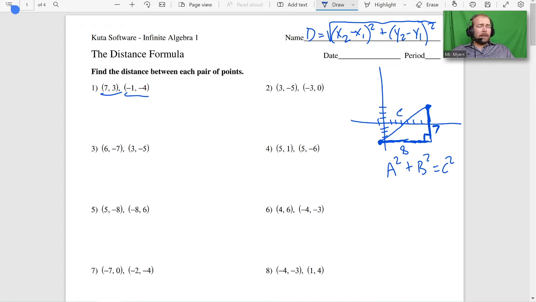Pythagorean Theorem, would you agree that it's not as difficult of a formula to remember as the distance formula? If you disagree, let me know. If you agree, let me know in the comments. But I think this is a way easier formula than the distance formula. And it's actually the same formula, because watch this.